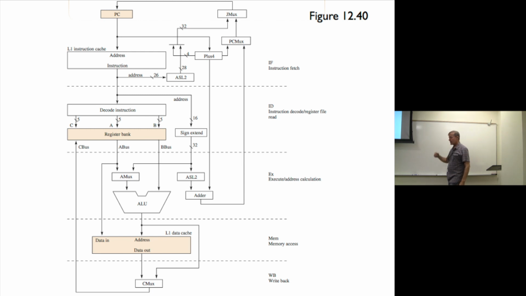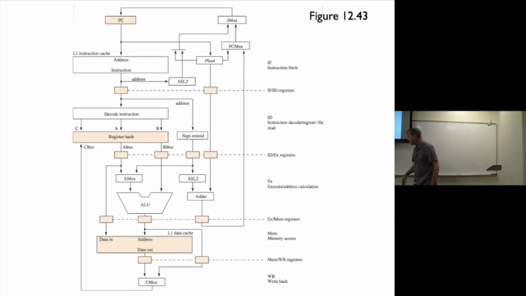So we need a whole set of what are called boundary registers. And figure 12.43 shows us those boundary registers. There is a set of IFID registers, the instruction fetch slash instruction decode registers. That's in the boundary between the IF and the ID stage, and similarly for the other stages. What has to happen is those have to capture those intermediate results. So now let's compare before and after pipelining.